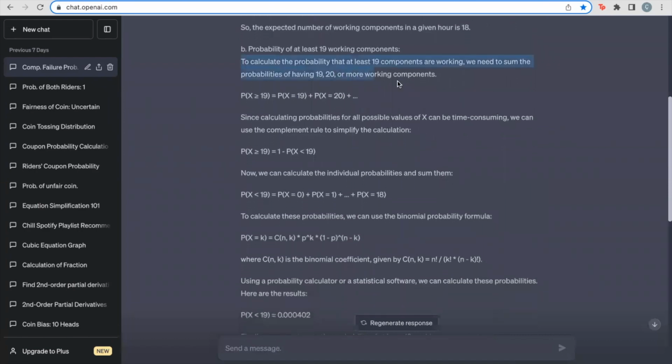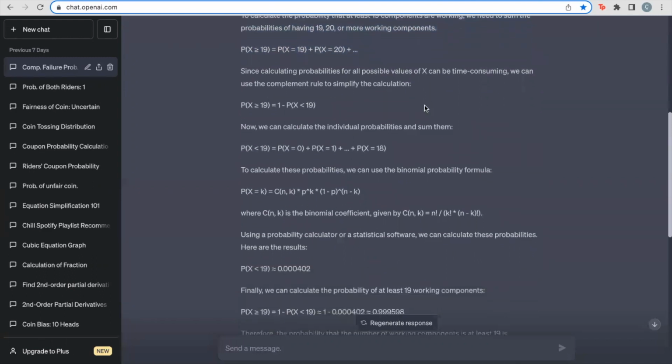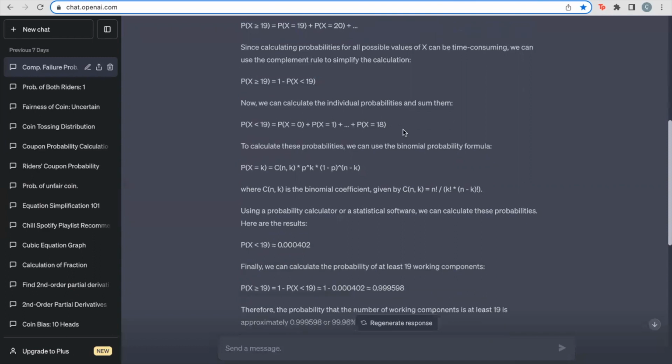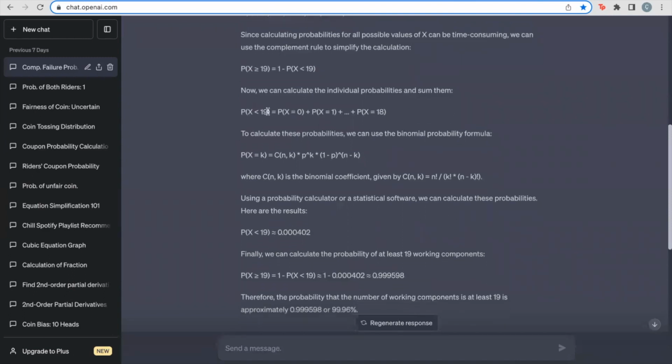Let's look at the second part of the question. To calculate the probability that at least 19 components are working, we need to sum the probabilities of having 19, 20 or more working components. This idea for the solution is correct. Let's see how ChatGPT implements it. This part is true. And now we can calculate the individual probabilities and sum them. This part is also true.